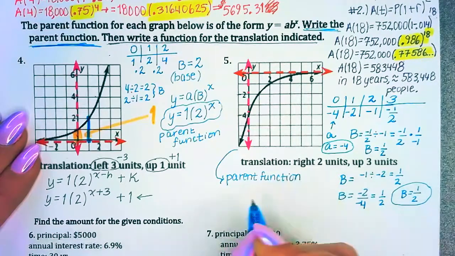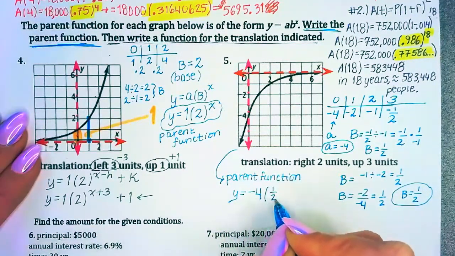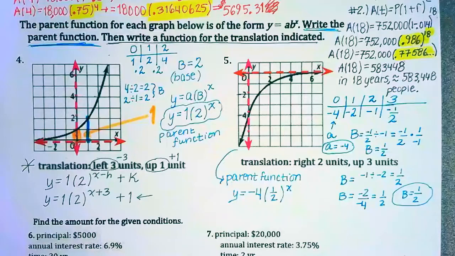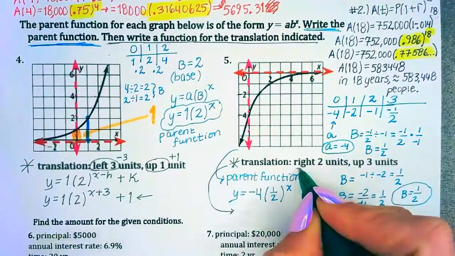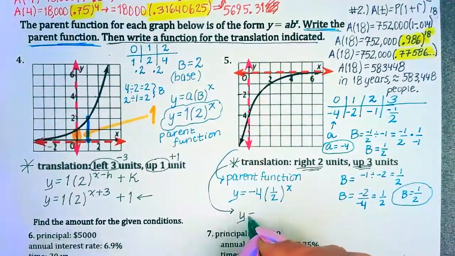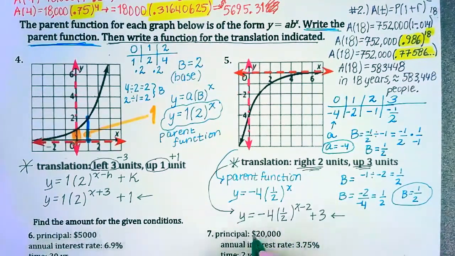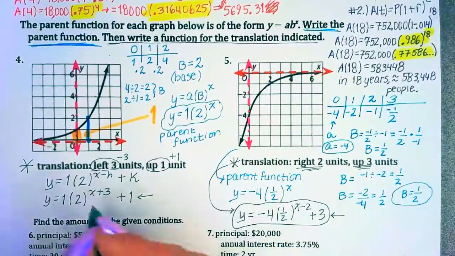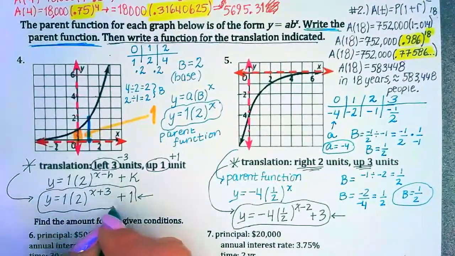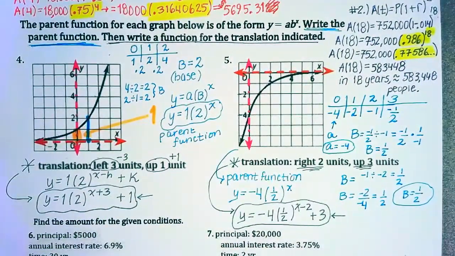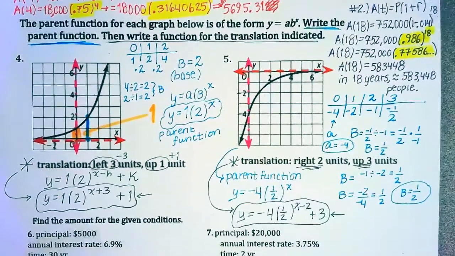So with my a value of -4 and my base value of 1/2, I get the parent function y equals -4 times the quantity of 1/2 to the x power. As for my translation, my right 2 units will be indicated by the x minus 2 in my exponent, and the up 3 units will be indicated by the plus 3 at the end of my equation.